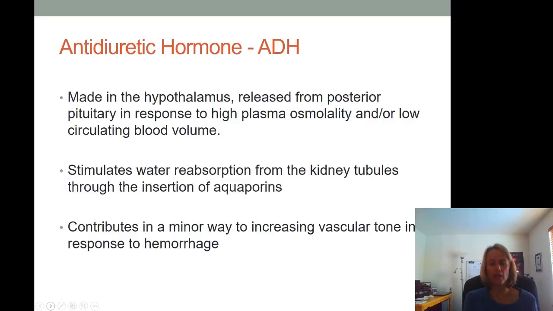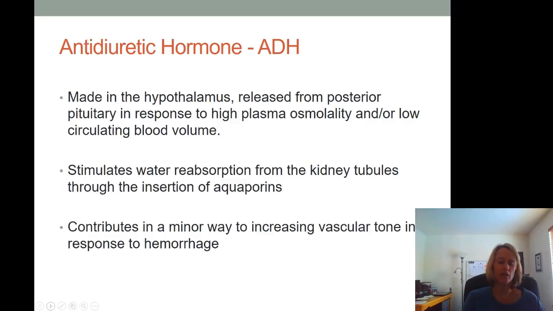Antidiuretic hormone, ADH, or vasopressin. So this is made in the hypothalamus and released in the posterior pituitary in response to high plasma osmolality, remember 1 to 2% change, and/or low circulating blood volume, about a 5 to 10% change. Now ADH acts on the kidney tubules to stimulate water reabsorption by causing the insertion of aquaporins.